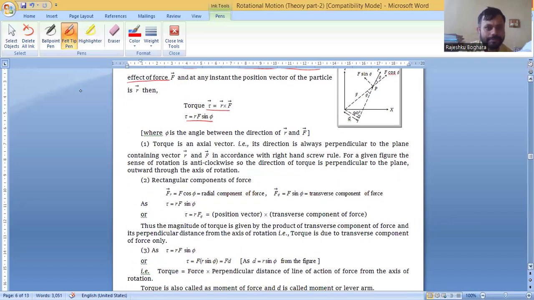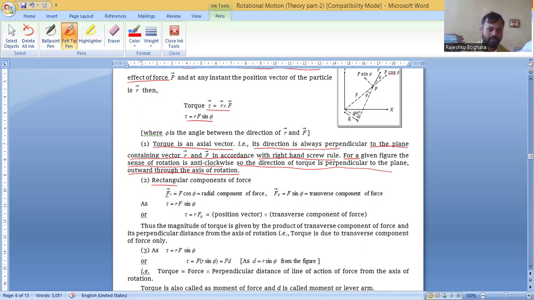Now, an important point. Torque is an axial vector. Its direction is always perpendicular to the plane containing vectors R and F, in accordance with the right-hand screw rule. For the given figure, the sense of rotation is anti-clockwise, so the direction of torque is perpendicular to the plane, outward through the axis of rotation.